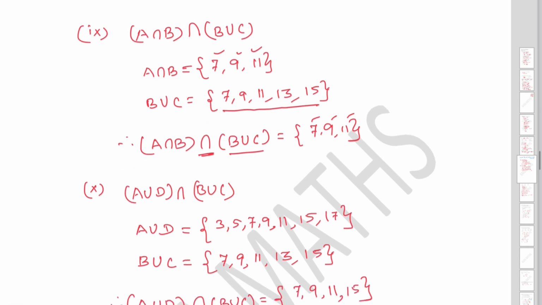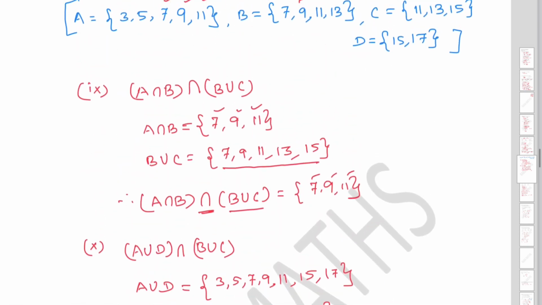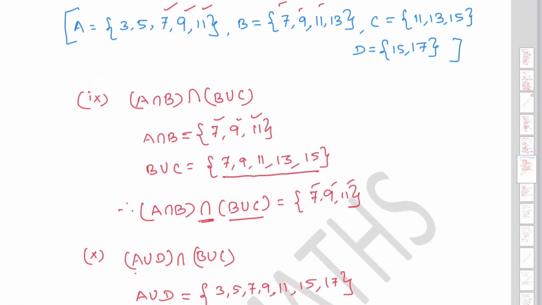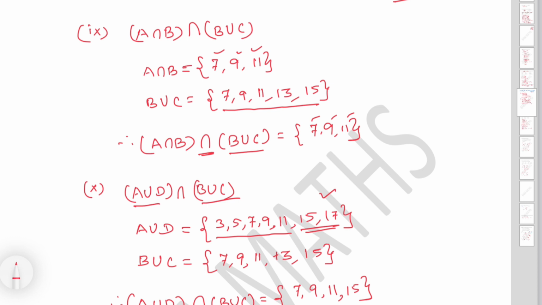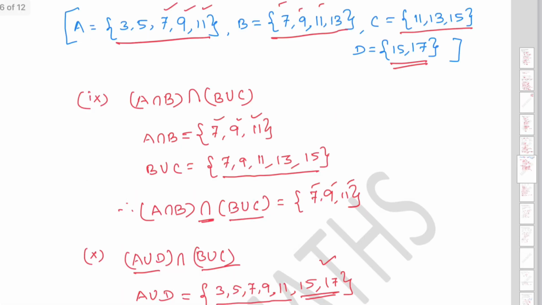So then question number 10, the last question. A union D intersection B union C. A union D, you can look at the sets, is 3, 5, 7, 9, 11 and 15 and 17. And B union C is 7, 9, 11, 13 plus 11, 13, 15. That gives 7, 9, 11, 13 and 15.